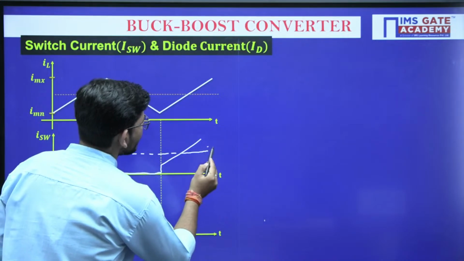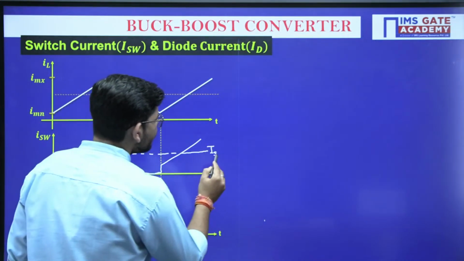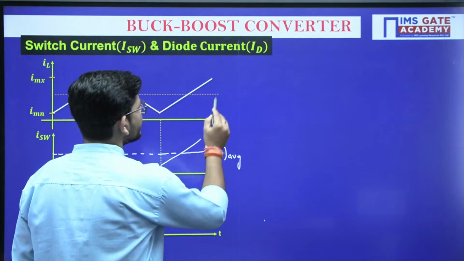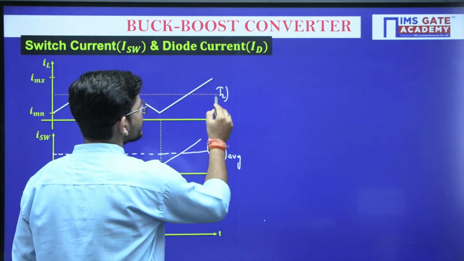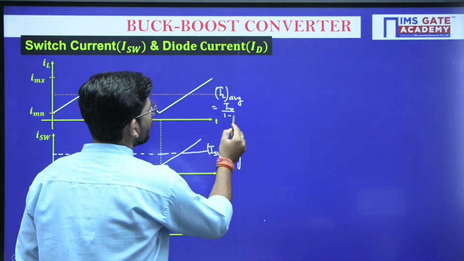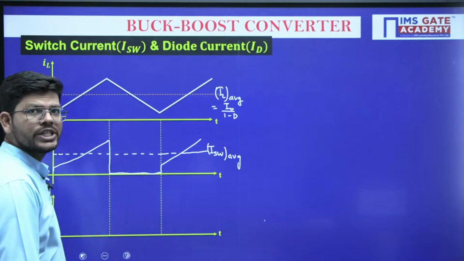Now this I will call the average switch current. What is this? This is the average inductor current. And how much is this? I naught upon 1 minus D. So this is how the switch current can be obtained.